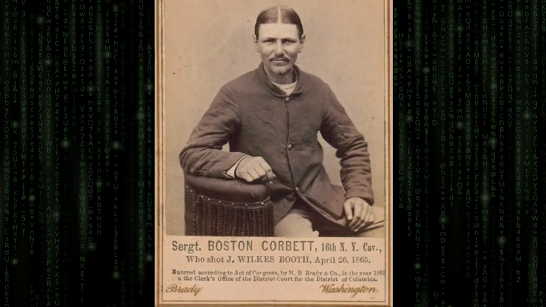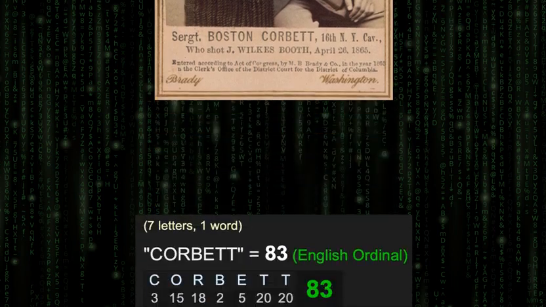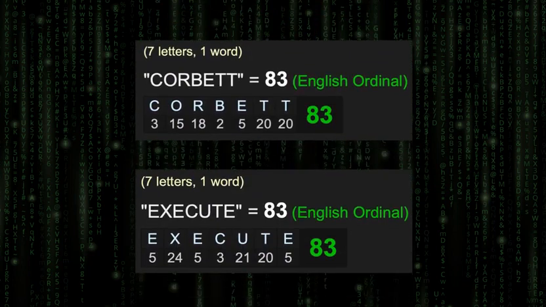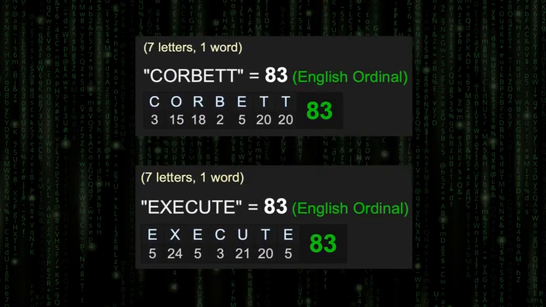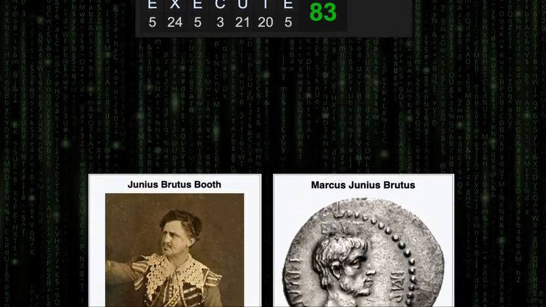Abraham Lincoln's death was avenged by Boston Corbett, who extrajudicially executed John Wilkes Booth. Boston Corbett was an Union Army sergeant. His last name, Corbett, sums to 83. And again, he extrajudicially executed John Wilkes Booth, just as John Wayne Gacy was executed, and the word execute sums to 83 in Gematria.